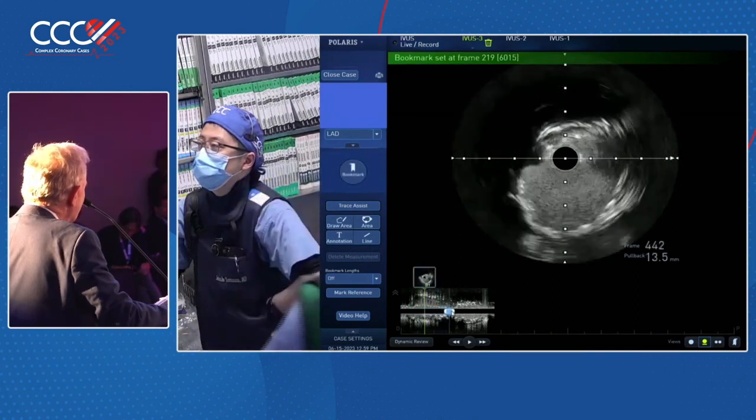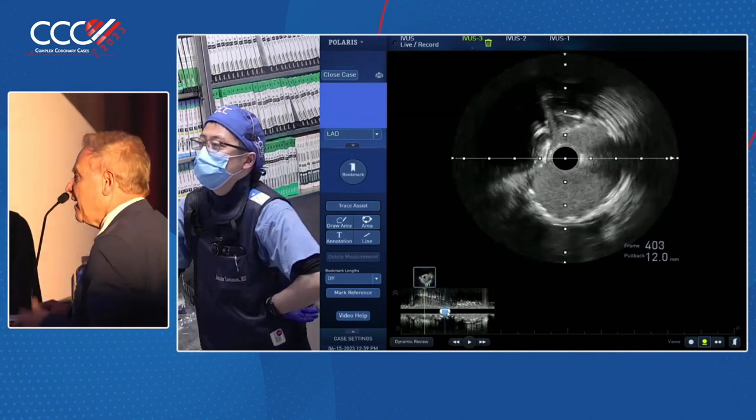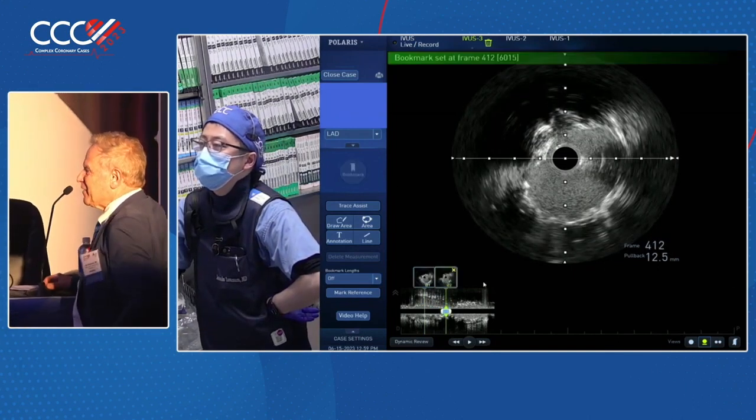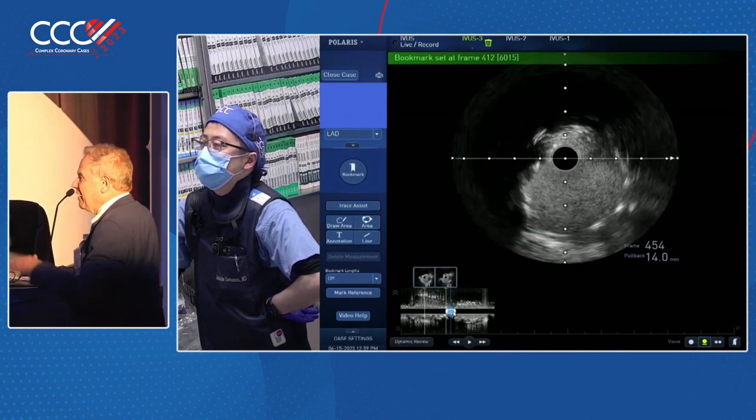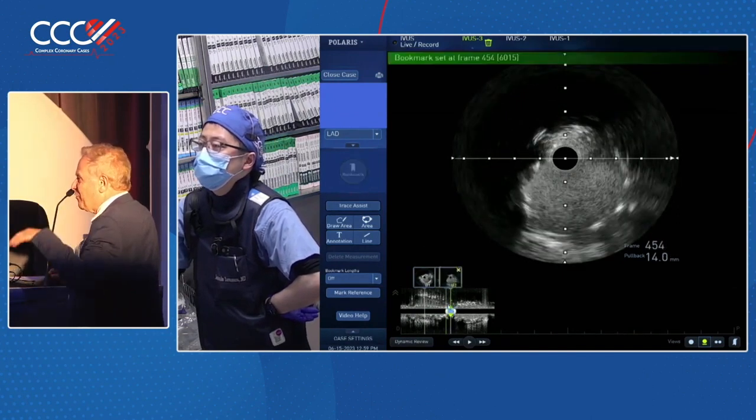I remember you doing a case with S.J. Park on left main many years ago in Korea, and he used to compromise all the circumflex. No one cares.